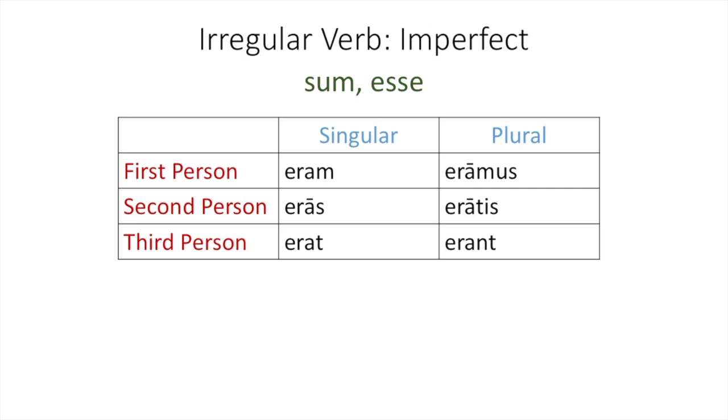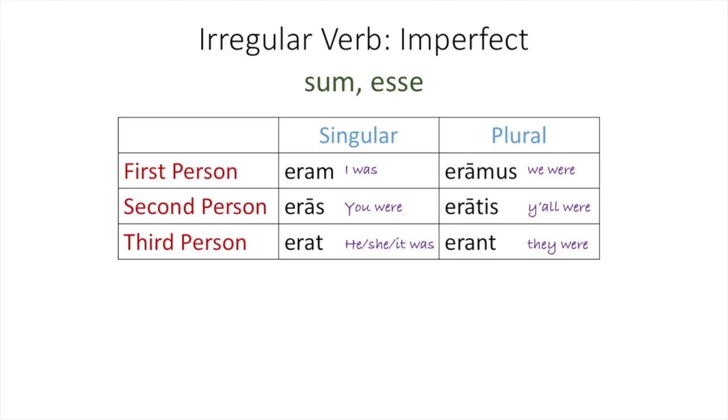They are, in the first person singular, eram, second person eras, third person erat, first plural eramus, second plural eratis, third plural erant. Notice there's only one R in all of these to distinguish them from erro, errare, to wander. So, how do we translate this? Remember, it's in the past tense.